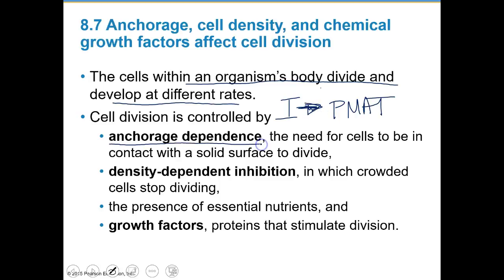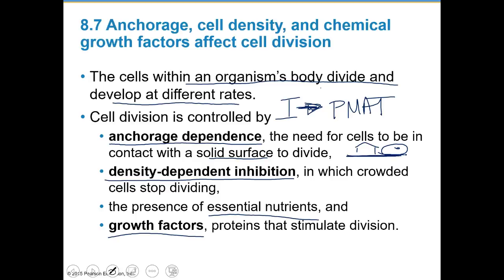One we call anchorage dependence, one we call density dependent inhibition, and, oh, sorry, I meant four things. Whether nutrients are there, and then also growth factors. So anchorage dependence is the need for cells to be in contact with a solid surface. It's kind of like a house. They have to have a solid foundation before you can build the house. So before we can really put cells on it, we need to make sure that we have a solid surface for them to divide on.